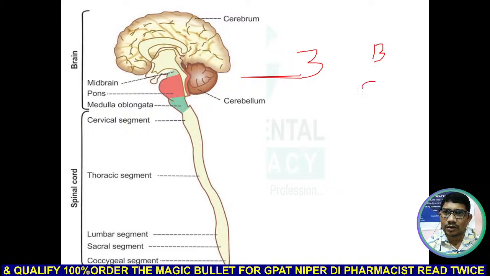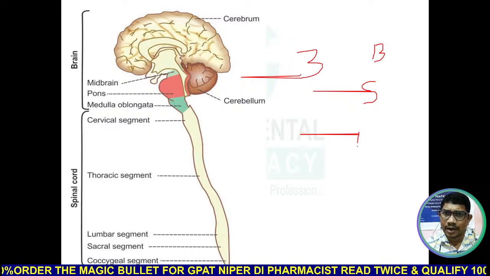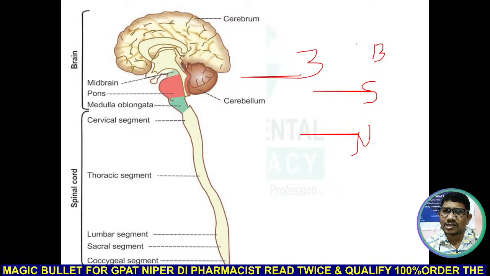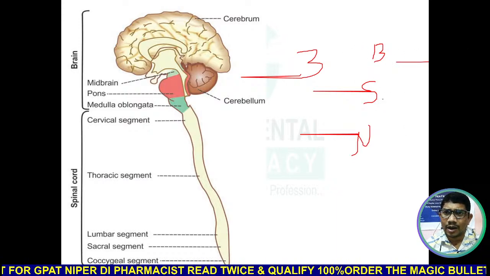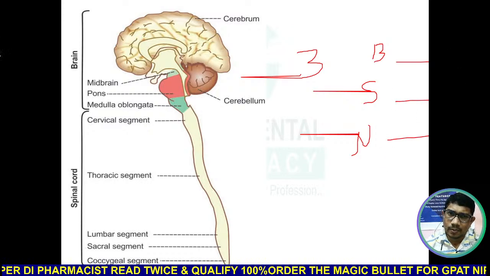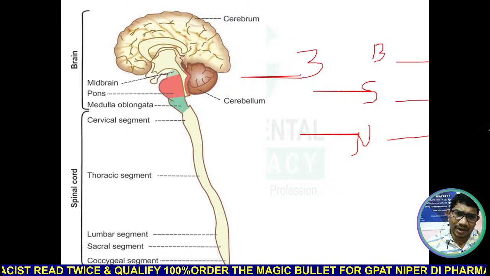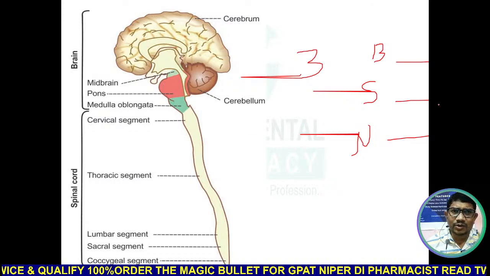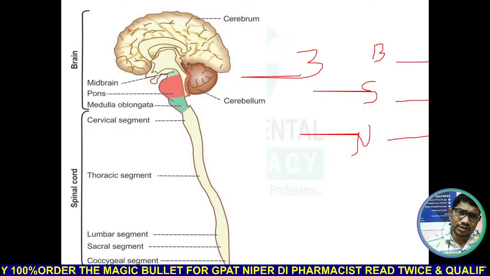Then spinal cord, and nerves, peripheral nerves. So your nervous system consists of 3 elements: brain, then spinal cord, and then nerves, peripheral nerves. So the nervous system mainly consists of a brain, spinal cord, and peripheral nerves, right? So brain and spinal cord are known as the CNS. Brain and spinal cord together are known as the central nervous system.